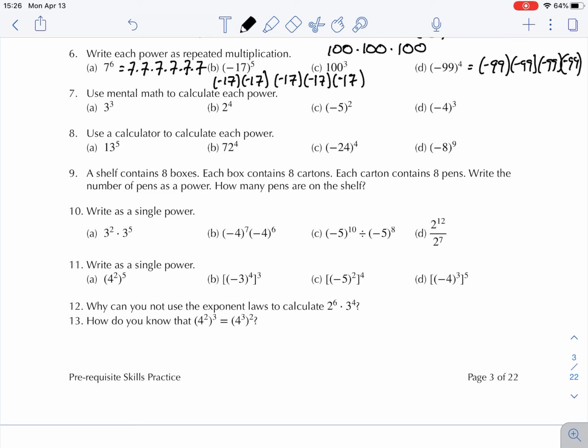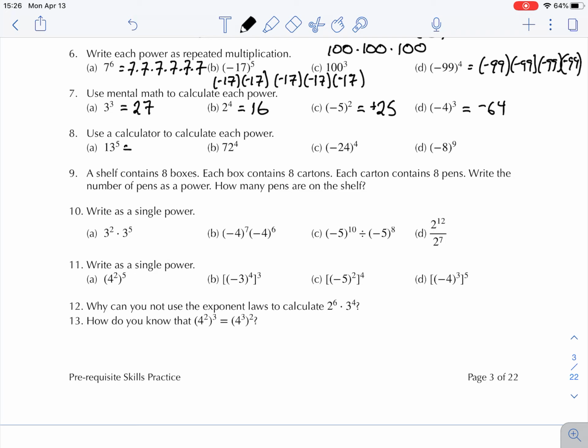Use mental math to calculate each power. 3 cubed is equal to 27, you should know. 2 to the power of 4 is equal to 2, 4, 8, 16. Negative 5 squared is equal to plus 25. Negative times a negative is a positive. Negative 4 to the power of 3 is equal to negative 64. Negative times a negative is a positive, times another negative is a negative.